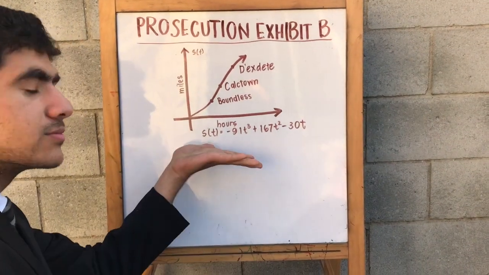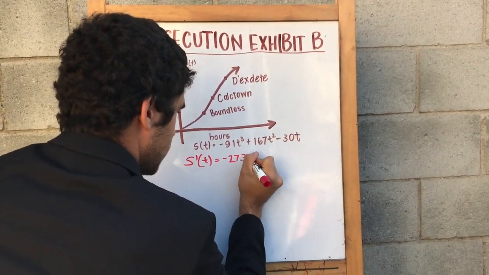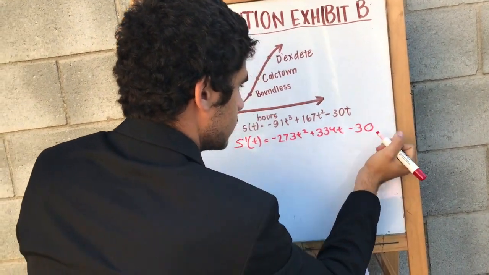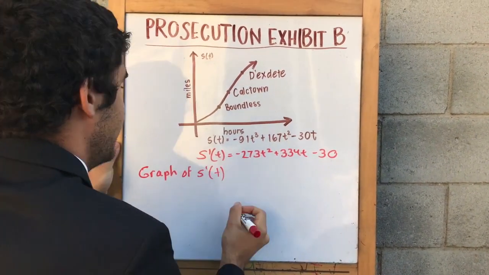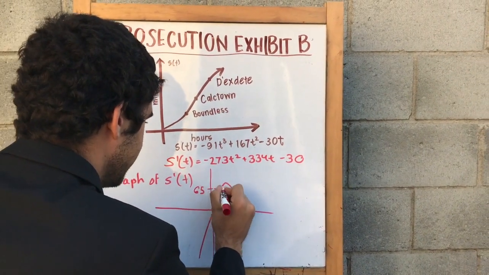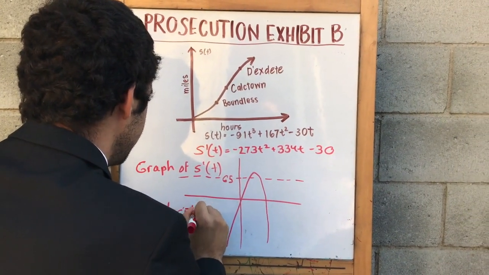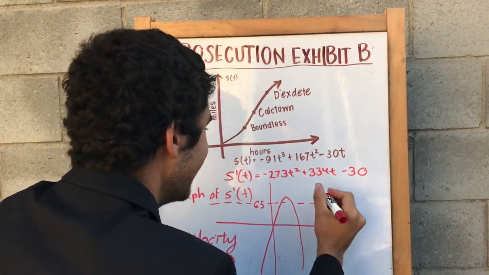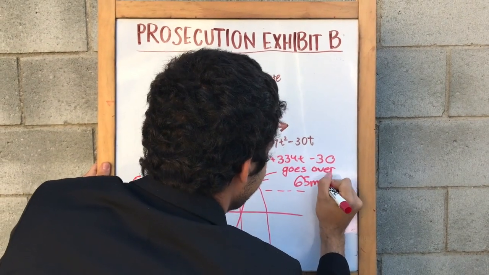Exhibit B! As the trial continued, new evidence was brought in to prove Miss Morrison's guilt, and we have been shown Exhibit B. Now, Exhibit B showed a map of Miss Morrison's journey from Acceleratron to DXDT, and this graph was modeled by the function s of t equals negative 91t cubed plus 167t squared minus 30t. By utilizing our graphing calculator, we managed to find the derivative of this function in order to see the certain velocities that Miss Morrison was driving throughout her entire trip. And as we have found, there were certain moments that it appeared that Miss Morrison was actually speeding when she claimed she was not.